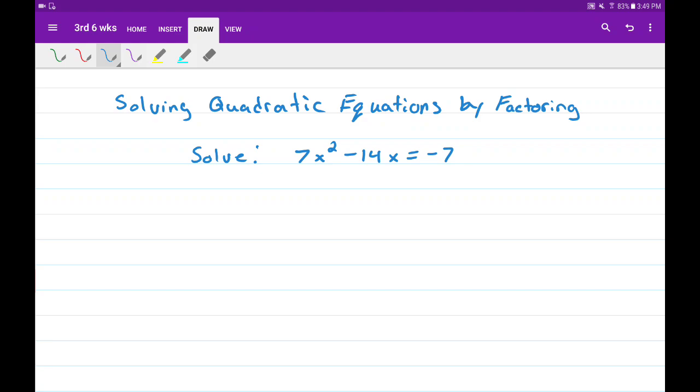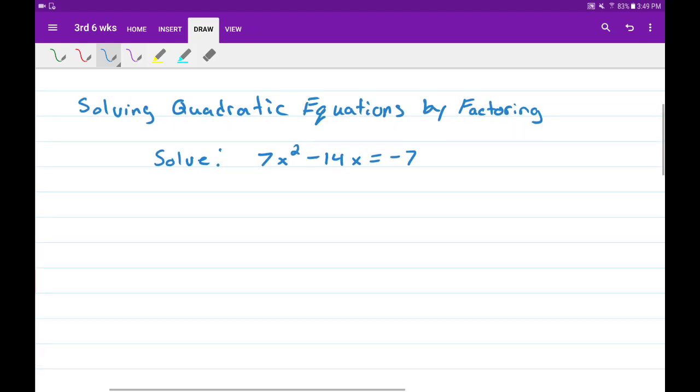All right, so with this equation we have here, 7x squared minus 14x equals negative 7. Okay, it's not in standard form, so we need to fix it. So I'm going to take this negative 7 and put it on the other side of the equal sign. When I do that, we get a plus 7 over here. Every time you pull it over, change the sign, then it equals 0. Okay, so step 1's done.